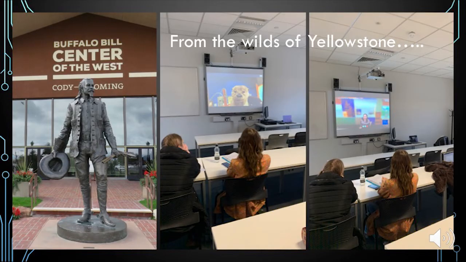We then furthered our journey into animal adaptations by virtually visiting the Buffalo Bill Centre of the West. This is a museum based on the edge of Yellowstone National Park. The education officer here took us on a tour of the tiered landscape of Yellowstone and how its inhabitants have evolved and adapted to fit its changing environment.